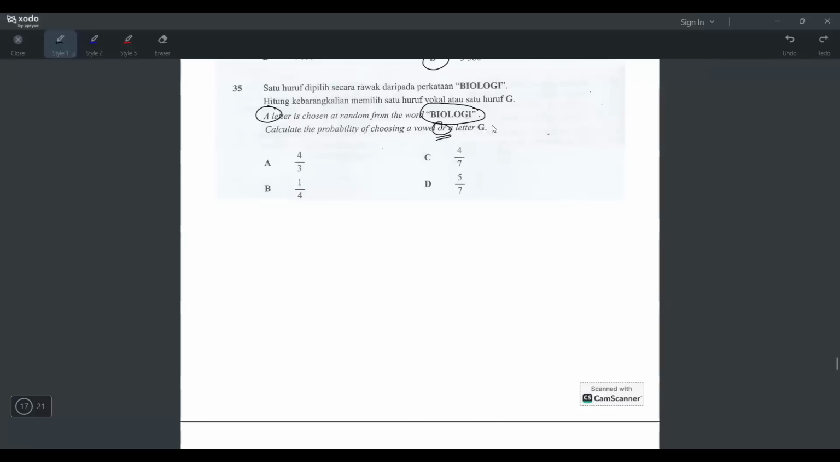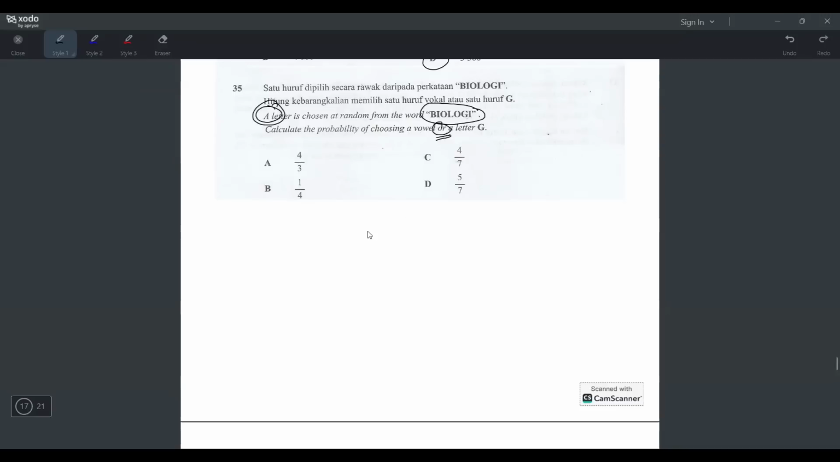And also it's not possible to get vowel and G lah. How is it possible? If you only choose one letter, how can you get a vowel and G at the same time? It's not possible, right? Unless you choose two letters lah, then maybe it's possible to get vowel followed by G or G followed by vowel. But if you choose one letter, it's either you get vowel or you get G, right?